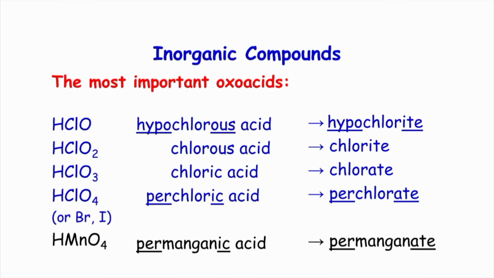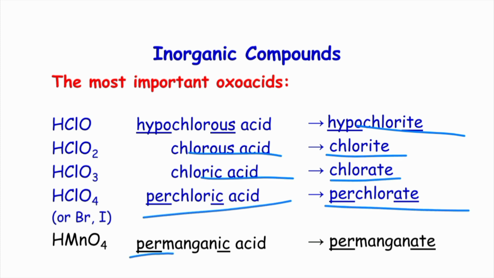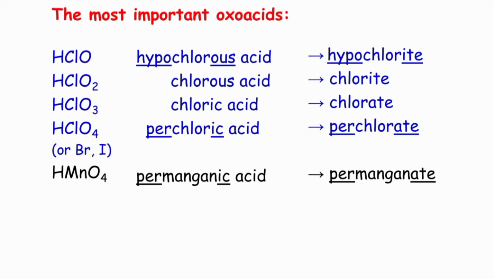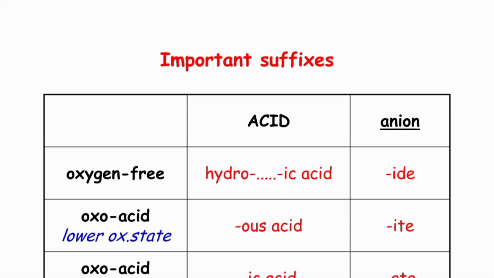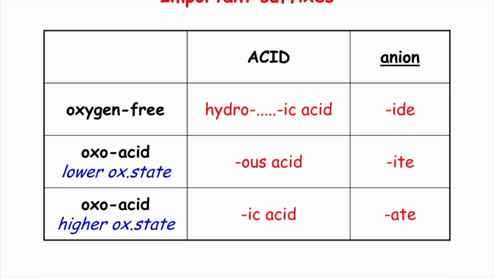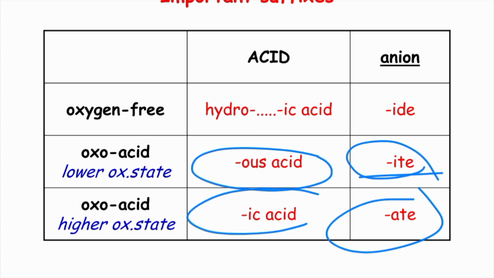The most important oxo acids: hypochlorous acid into hypochlorite, chlorous acid into chlorite, chloric acid into chlorate, perchloric acid into perchlorate, and permanganic acid into permanganate. Remember these terms as well. Important suffixes here: oxygen-free acids and oxo acids are written like these. Ions are called like this and acids are called this.